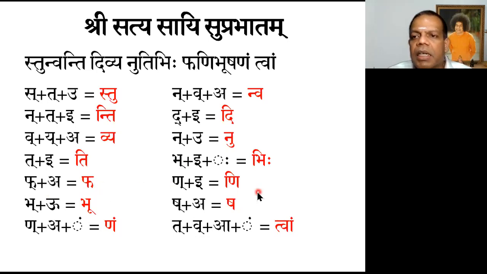The next letter is ni, which is the nasal sound which comes in the ta varga, where the tongue actually points upwards. Na, okay. Ni, pa, ni, okay, parni.